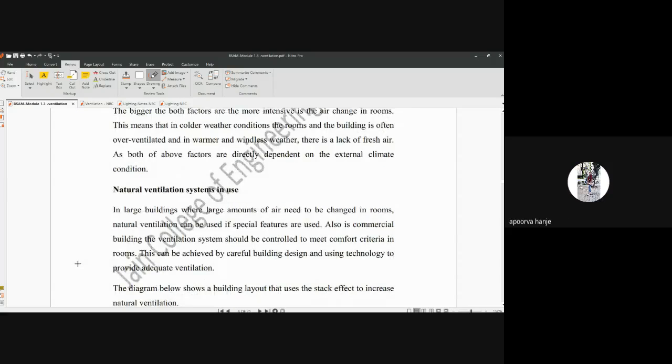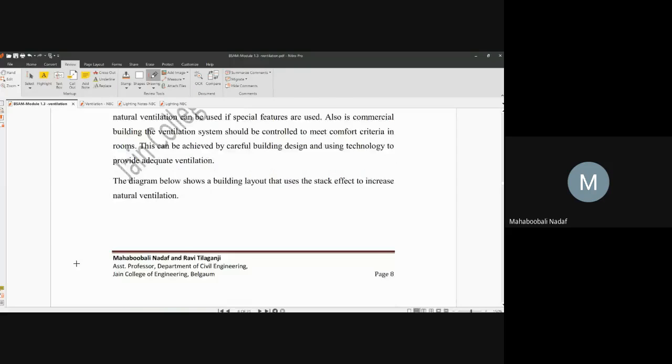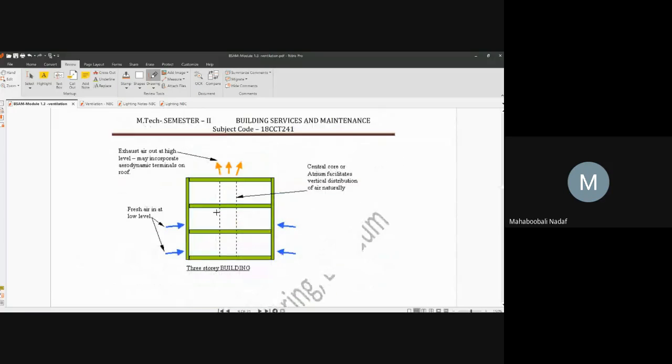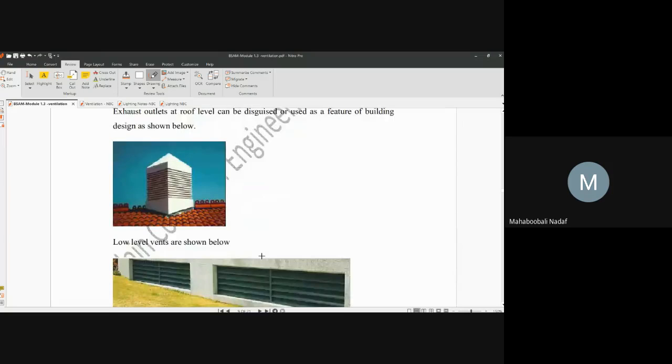That is not a big thing here. Windows, fresh air, exhaust air. So many times you have seen.